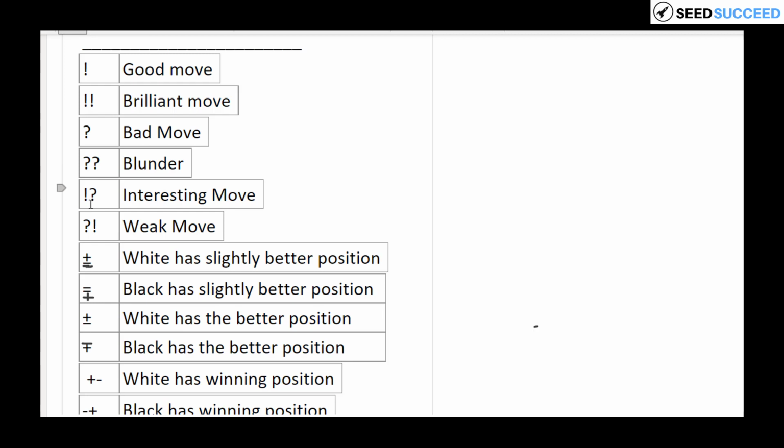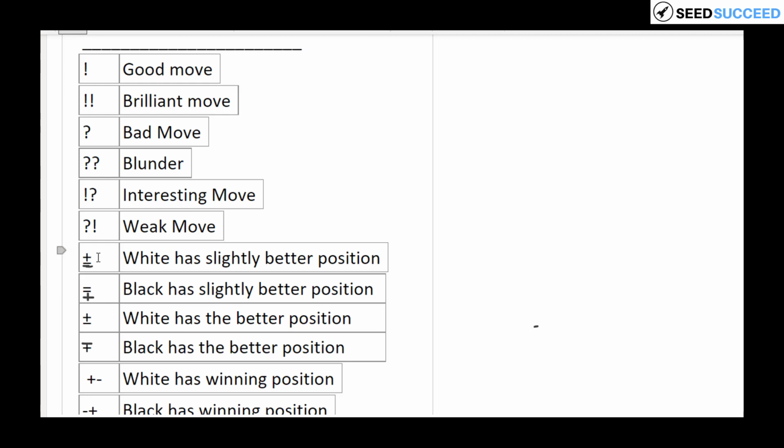If you find an exclamation mark and then a question mark, it means the move is interesting. If you find a question mark and then an exclamation mark, that is a weak move. If you find a plus and then an equal symbol at the bottom of the plus, it means white and black are in the same kind of position, an equal position, but white has a slight advantage.